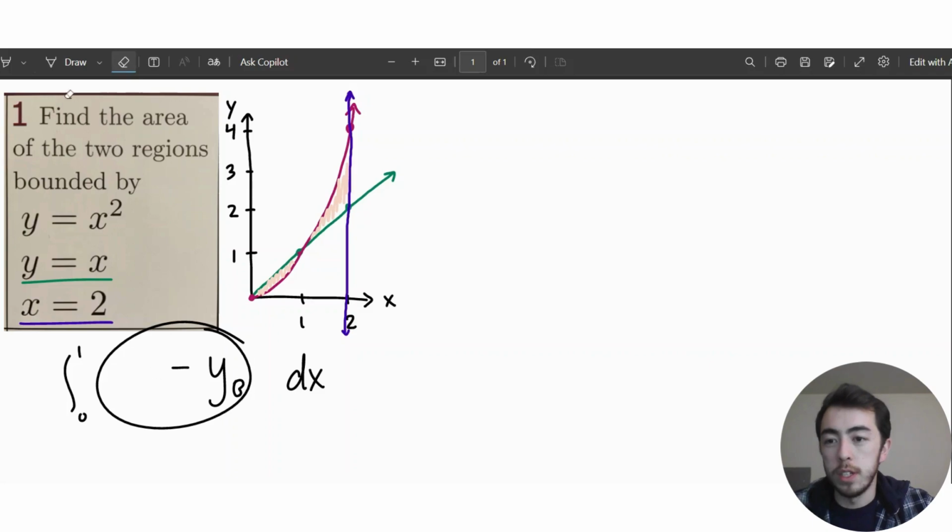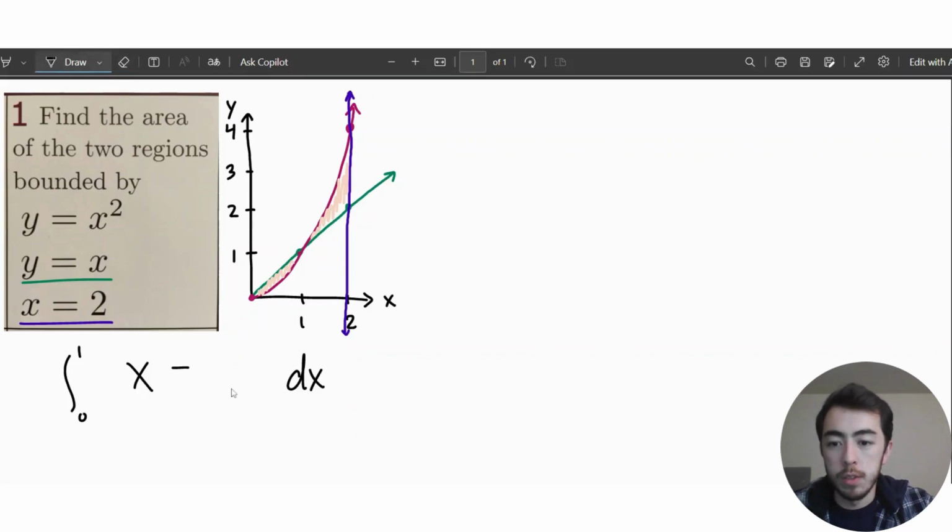So the top function tells me that y is equal to x. That's easy, so I could just put an x here. And then it tells me that the bottom function is x squared, so I could replace that one with an x squared. Cool. So this is an integral expression that calculates the area of that first shape.